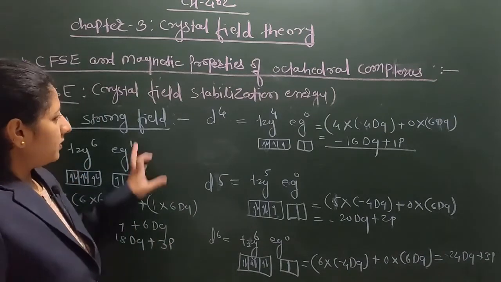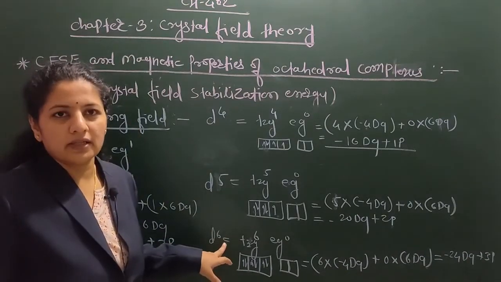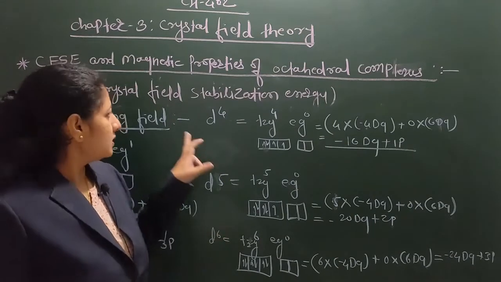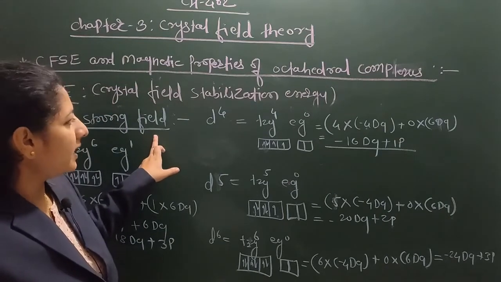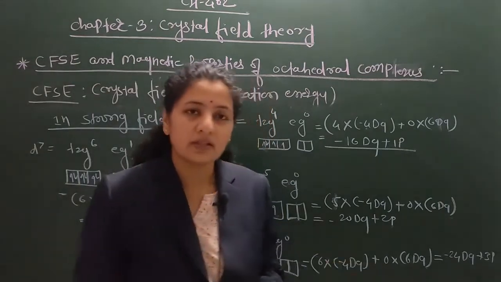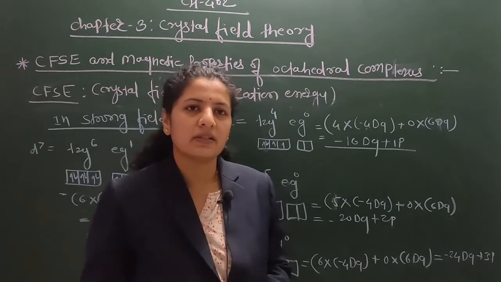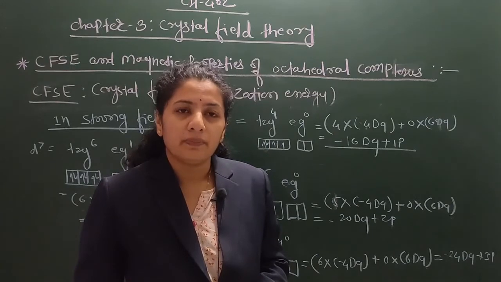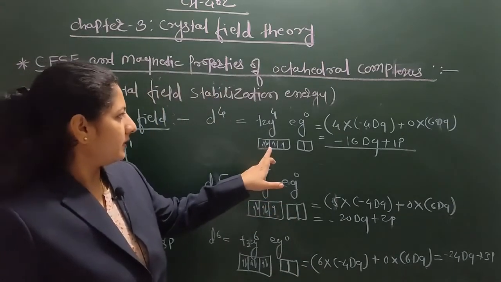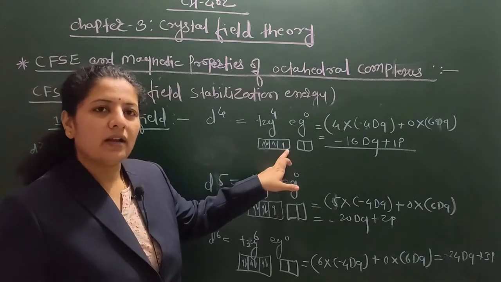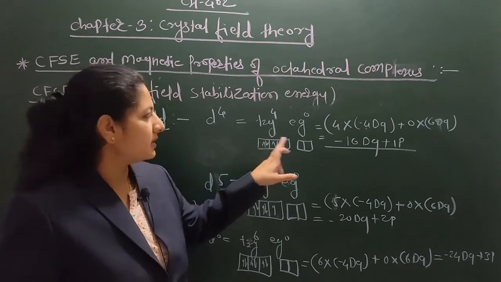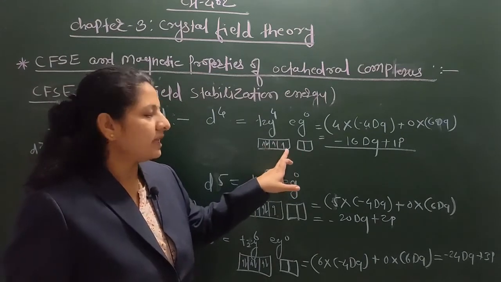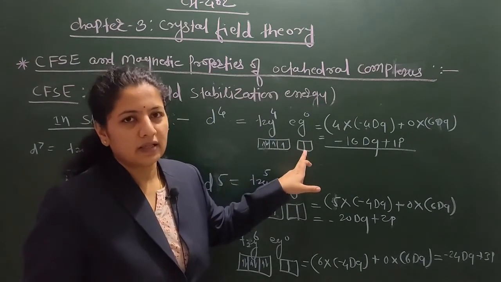That's why, this is all about how to calculate the CFSE for D4, D5, D6 and D7 systems in strong field complexes, in strong field ligand. As per our previous discussion, in strong field complexes the electrons will be singly paired in t2g, and the pairing will start from t2g, it doesn't go into eg. Whereas in weak field complexes, after fulfillment of a single electron in t2g, the electron will enter eg.